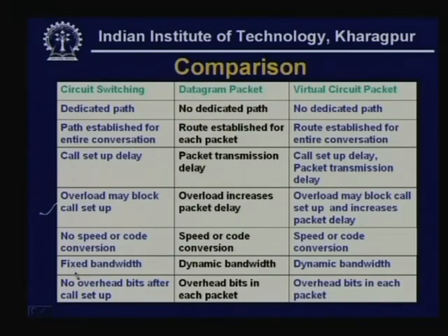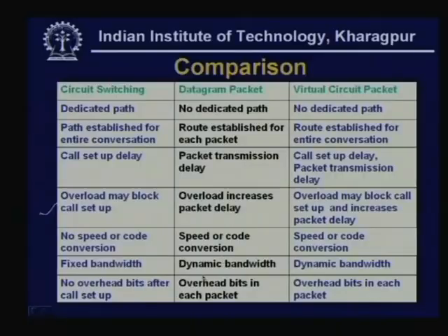Then the circuit switching technique gives you fixed bandwidth. Fixed bandwidth means once the circuit is set up, it gives you the fixed bandwidth. On the other hand, in virtual circuit packet switching or datagram packet switching, in both cases the bandwidth can be dynamic, because in different paths you can have different speed and conversion times. So, it is possible to have dynamic bandwidth in datagram and virtual circuit packet switching. Only thing is, since it is being shared, that bandwidth will be dependent on the load.